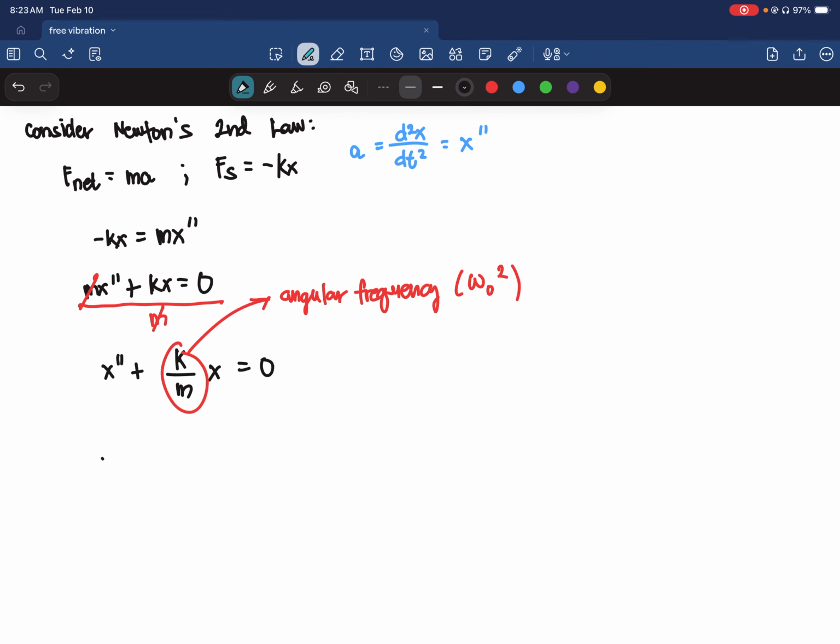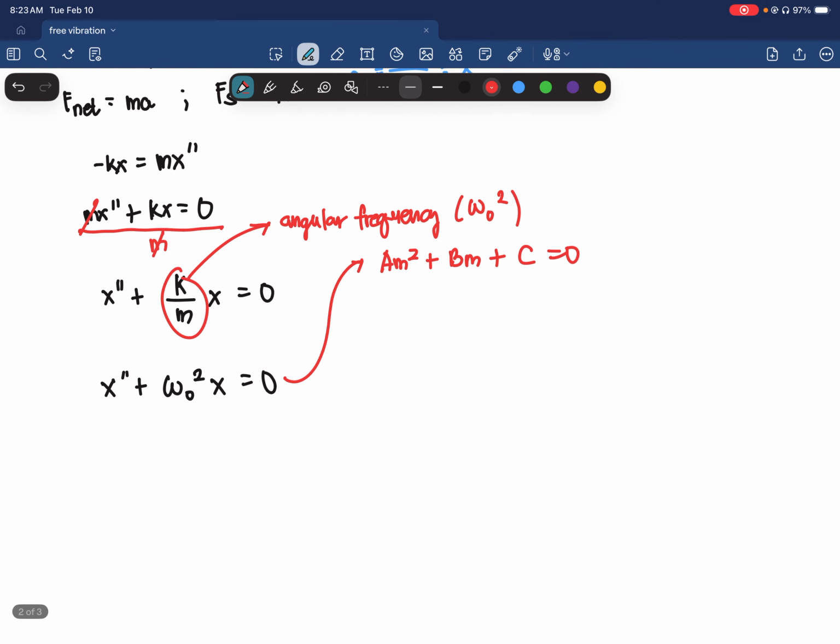So, siya magiging x double prime plus omega naught squared x equals 0. Ngayon, we can see yung kanyang format, so ito sa format of am squared plus pm plus c equals 0. Ito yung ating characteristic equation. Now, as we have noticed, this is a homogeneous DE with linear coefficients. And yung kanyang case, since we have a square here, that is case 3.